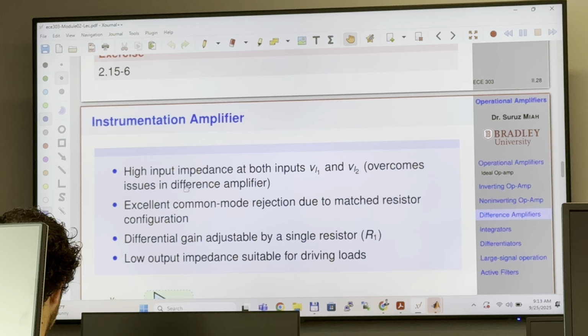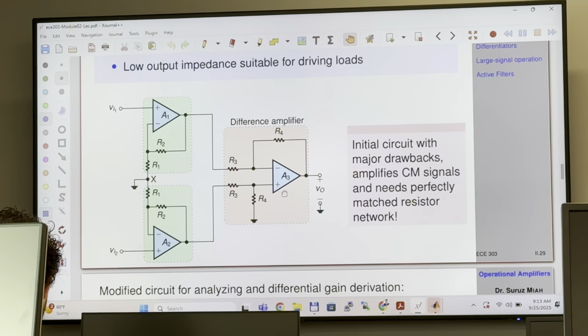This instrumentation amplifier has high input impedance at both inputs, V sub I sub 1 and V sub I sub 2. It is simply a difference amplifier, but the instrumentation amplifier has another stage of amplification, like here.